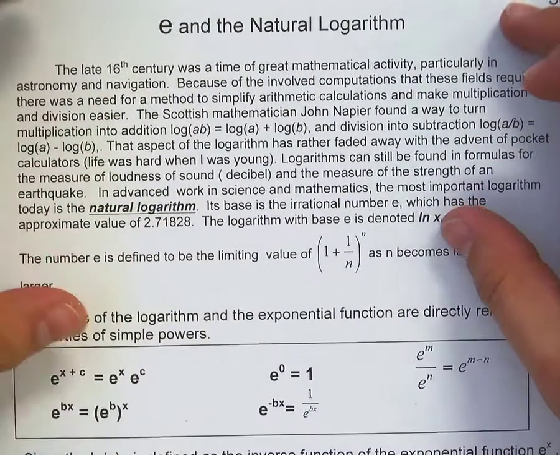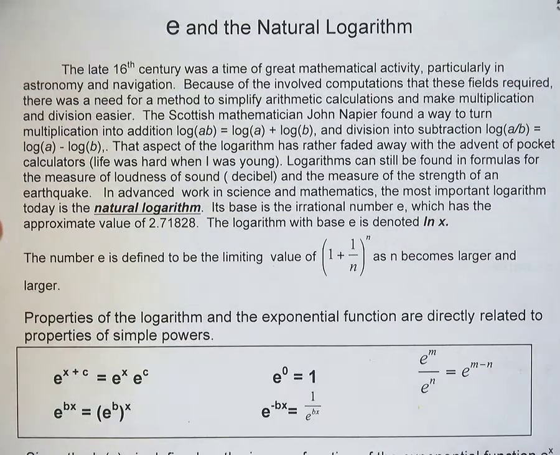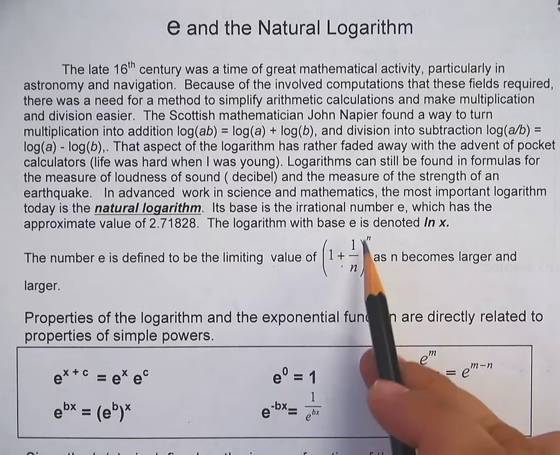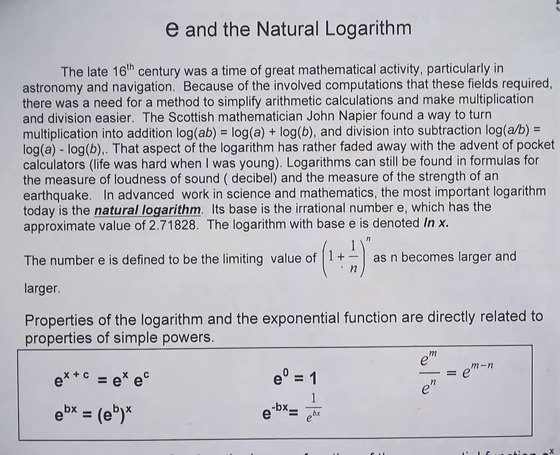Good paragraph up here. Good history lesson from where it was discovered. A guy named John Napier, a Scotsman, came up with the notion of e and the natural logarithm. This is the value for e. This is how it was found. It's found by taking the limit of this expression as n gets bigger and bigger, as it goes to infinity.